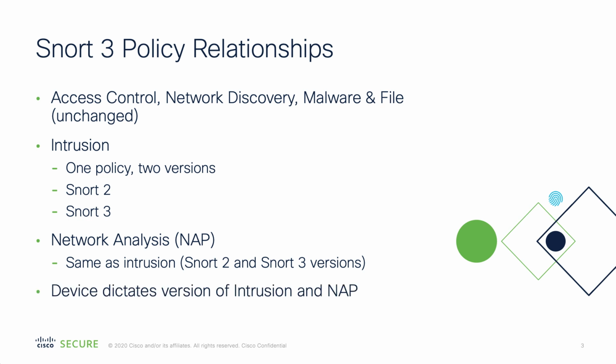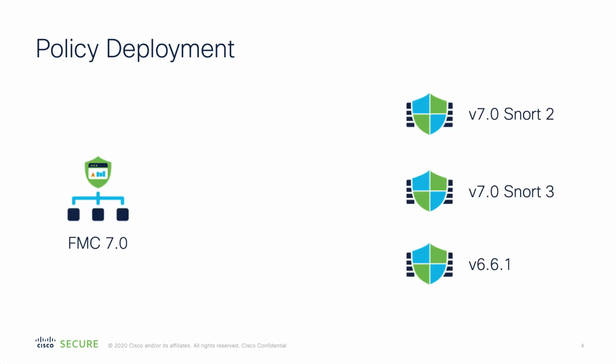The device will dictate the version of the intrusion policy and the network analysis policy that it receives. So again, we're going to have dual versions of both of these policies. So at deploy time, the FMC will determine based on what the device is running, which version of the policy it gets. And this is what that looks like. So I've got an FMC on the left that's running version 7. It was upgraded from a previous version. And on the right, you can see there are three devices. So I've got a version 7 device that's running the Snort 2 engine, a version 7 device running Snort 3, and I've got a version 6.6.1 device. Now those are only going to run Snort 2.